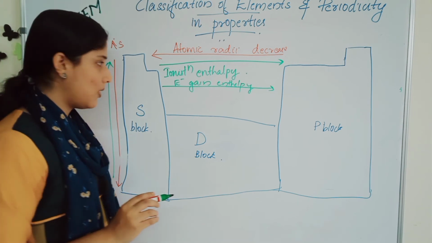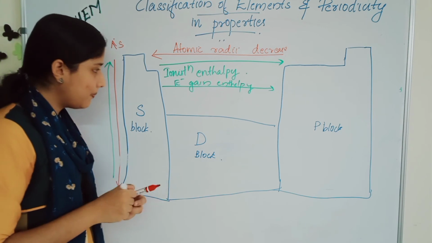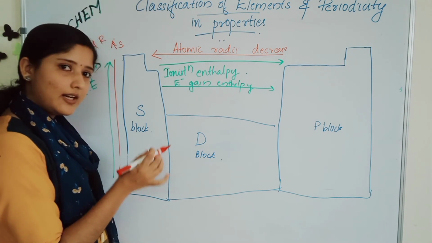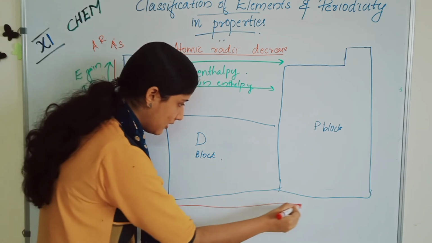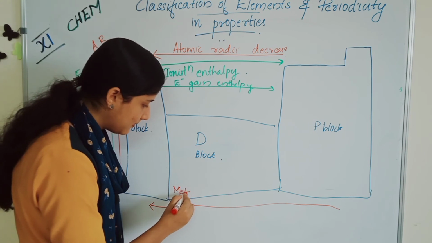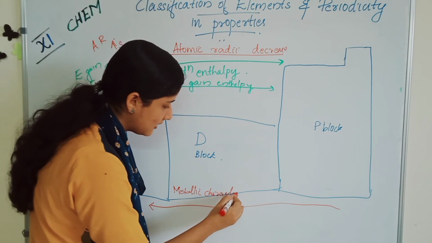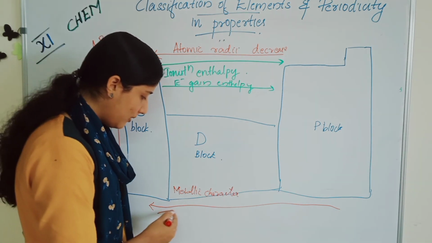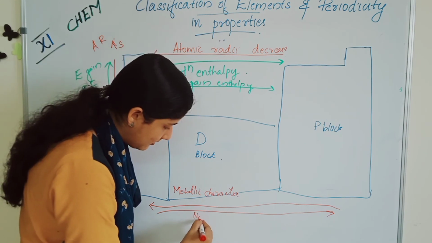Next, let's look at metallic and non-metallic character. The metallic character decreases from left to right. The opposite will be the non-metallic character. That is, non-metallic character increases.